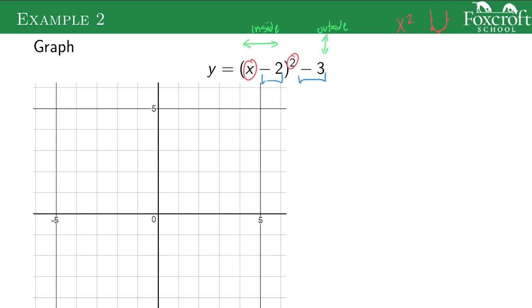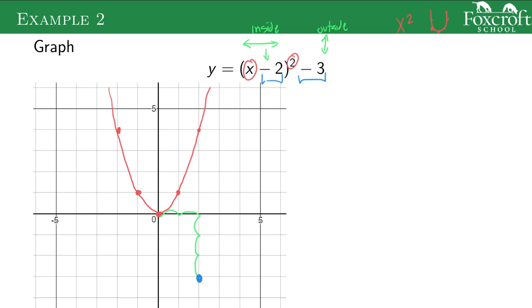So my original parent function, let me draw the original parent function, which we saw in that earlier slide. Just keep it all in red. Is going to move right 2. All right, so this is where the inside part's a little bit different. It's kind of the opposite of what you see. So I'm going to move right 2 and then down 3. All right, and that gives me a new vertex of my parabola.